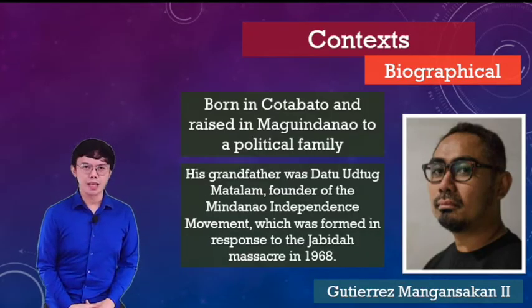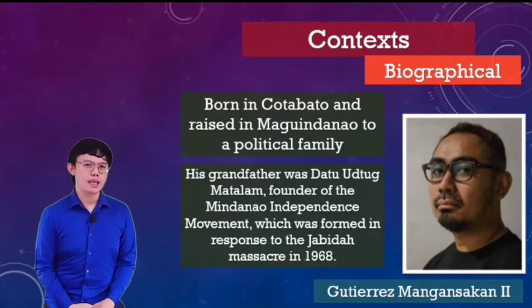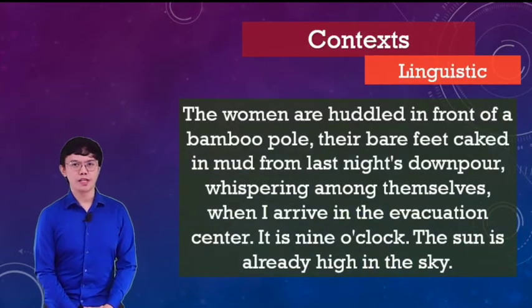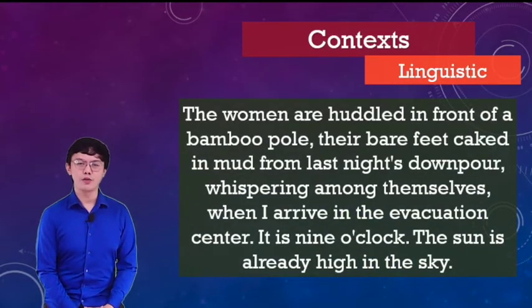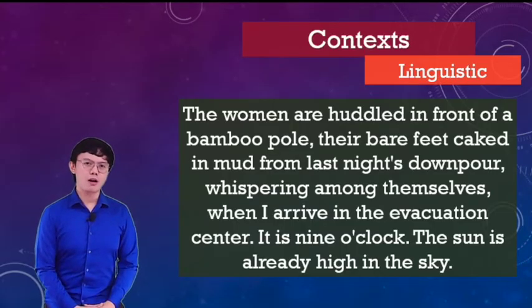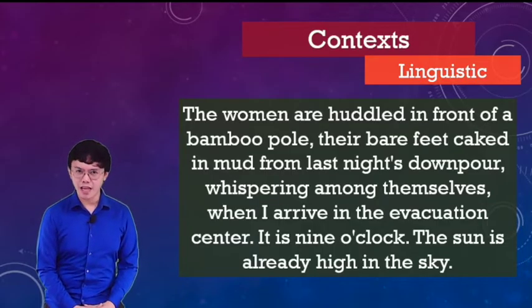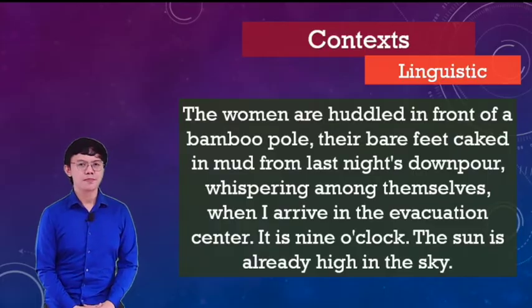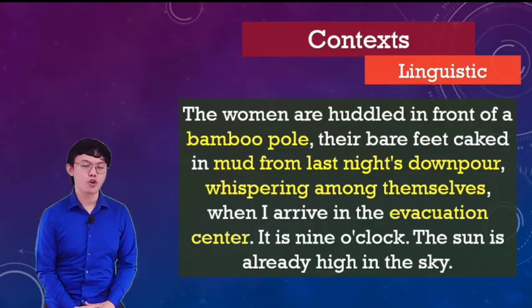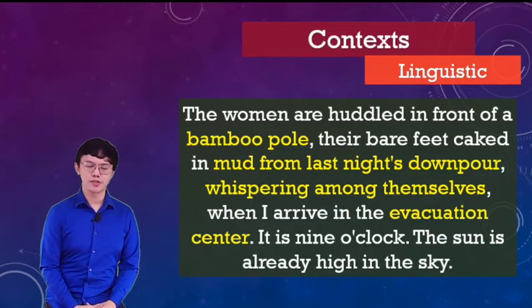How about the linguistic context? How can we see that context here in the story? On the very first part of the story, one would already see the role of linguistic context to make the text understandable for the readers. "The women are huddled in front of a bamboo pole, their bare feet caked in mud from last night's downpour, whispering among themselves. When I arrive in the evacuation center, it is 9 o'clock. The sun is already high in the sky." That is part of the story, A Harvest of Sorrows.